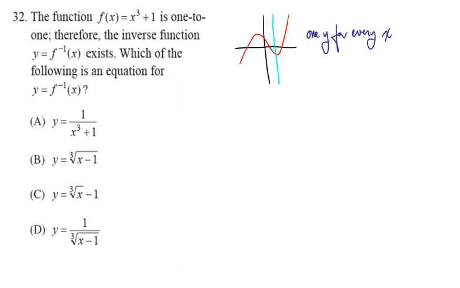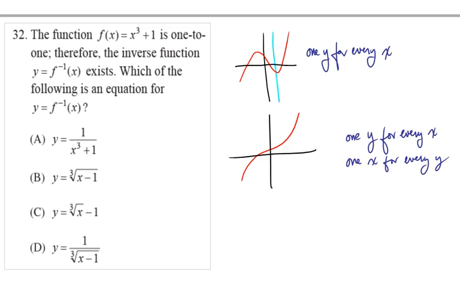So that for any vertical line that we draw through the graph, it passes through the graph in only one point. So if it doesn't do that, then it's not a function, and if it does do that, then it is a function. For every x value, there's one and only one y value.